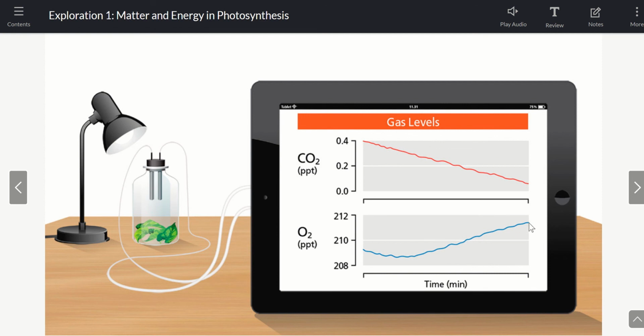Now notice that humans in cellular respiration do the opposite. We take in oxygen and we exhale carbon dioxide.